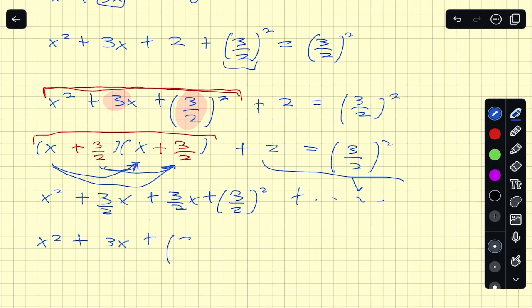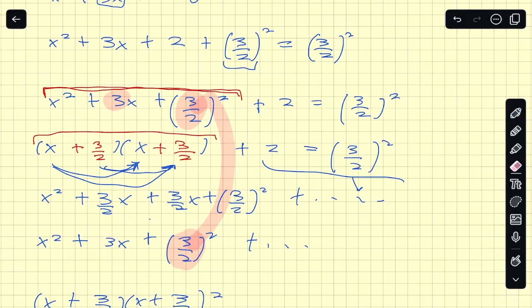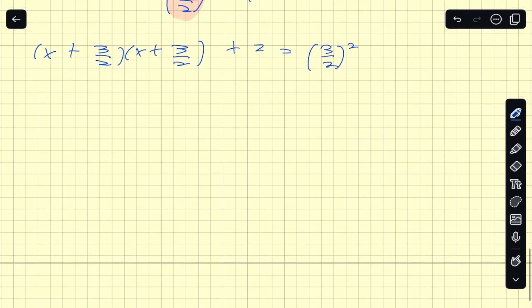And then plus 3 over 2 squared. I don't even need to expand that, because in my initial expression it was already 3 over 2 squared. So I'm going to bring it back to this form, because this is what we like: x plus 3 over 2 times x plus 3 over 2, plus 2 equals 3 over 2 squared. Can't forget everything else that's in the equation.